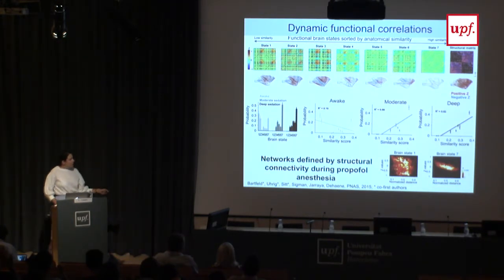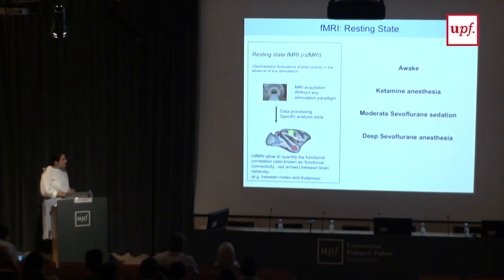We did some entropy measures of these brain states. When you do entropy measures, you see that state 1 is a brain state with very high entropy, and that brain state 7 has a very low entropy measure.